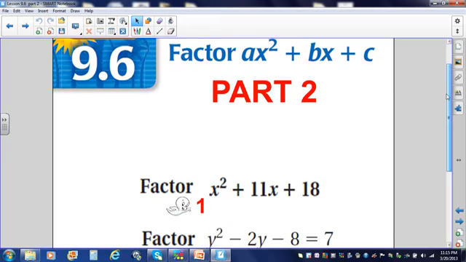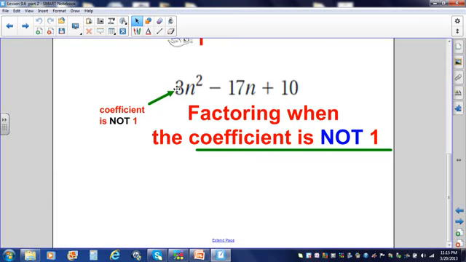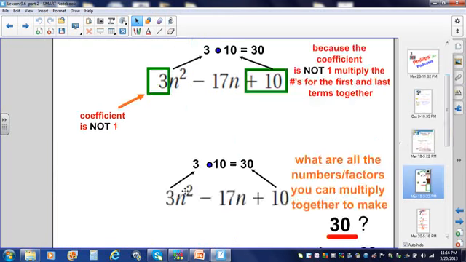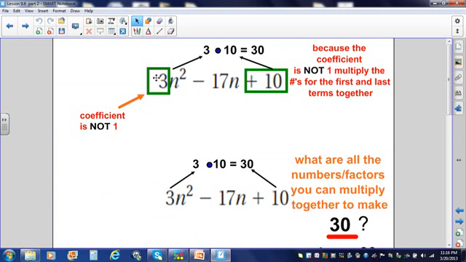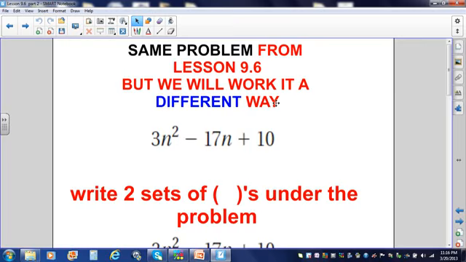So here we go. We talked about yesterday factoring when the coefficient right here is not 1. And in yesterday's podcast, we came up with a complicated, convoluted system. We said you take the first number, multiply it by the last number. In this case, it gives you 30. Then you have to find all the factors of 30. Let's do the same problem today, but let's do it a different way.